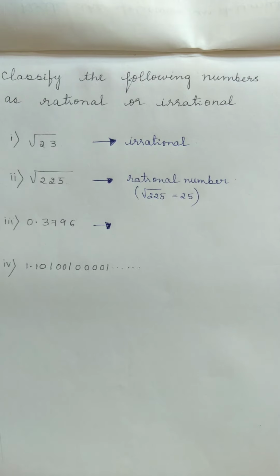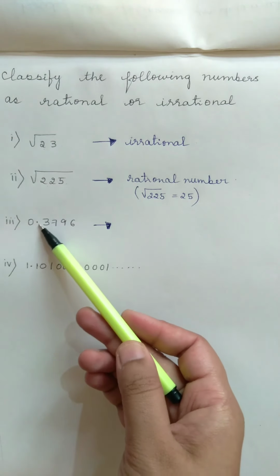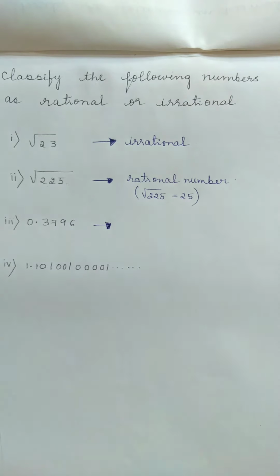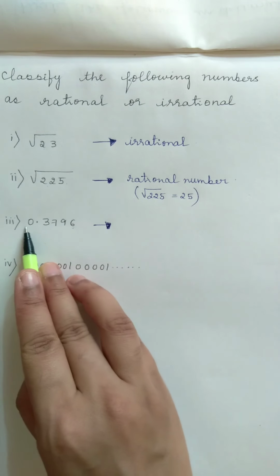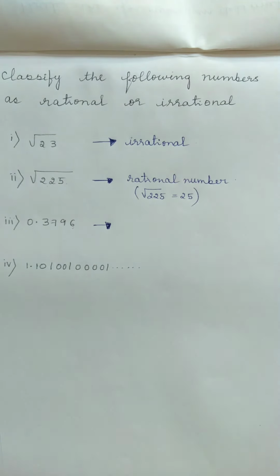Consider the third problem, in which we have 0.3796. The numbers are not present after this 0.3796. Therefore, this number is terminating. When it is terminating, the number is called a rational number. Therefore, 0.3796 is rational since it is terminating.